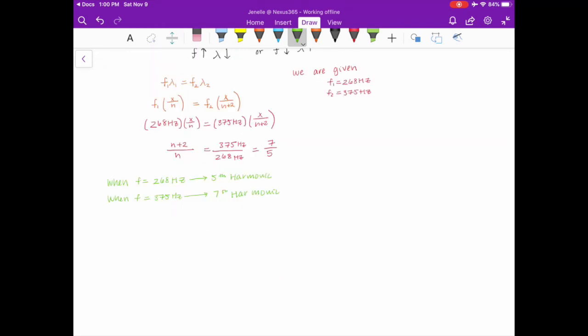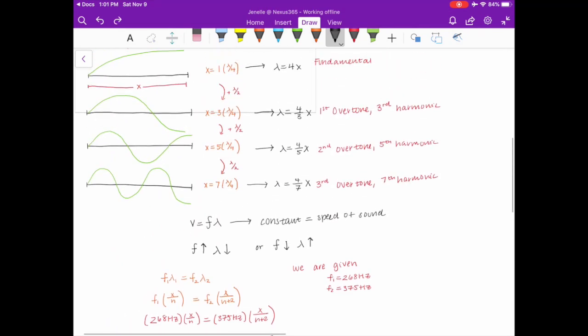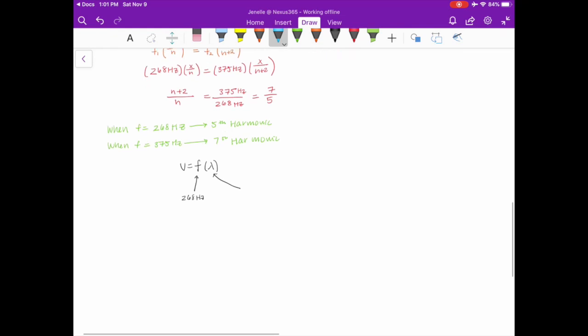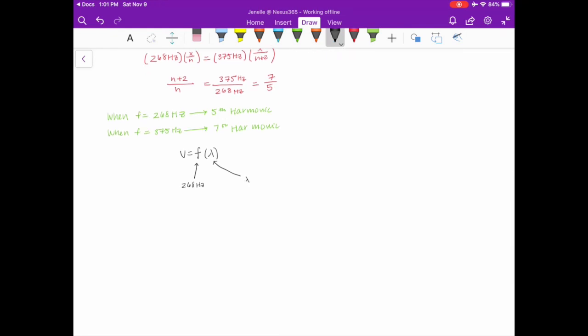Now let's solve for the speed of sound. Once again, velocity is equal to the frequency times the wavelength. Let's solve for the velocity when frequency is equal to 268 Hz. So let's just first plug that in. What is the wavelength when we're at 268 Hz? Well, we know that 268 Hz yields the fifth harmonic, and at the fifth harmonic, lambda is equal to 4/5 x. So let's plug in 4/5 x, x being the length of the tube. Substituting in 1.6 meters as the length of the tube, we can solve for the speed of sound, and we ultimately get that the speed of sound is equal to 343 meters per second.